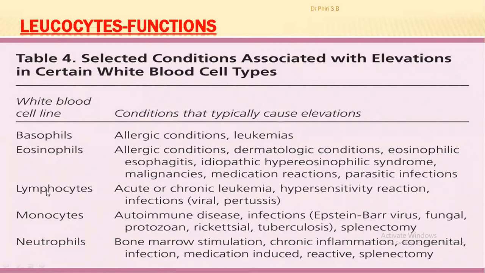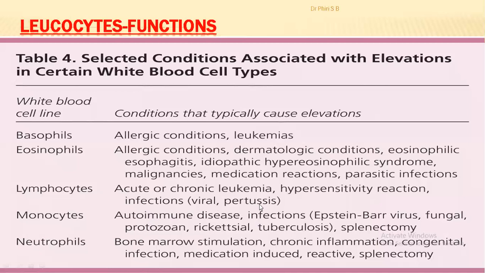If you have an increase in lymphocytes, what conditions? You have acute or chronic leukemia. Like I said, in leukemia you have a general increase in white blood cells because it's cancer of the blood. Mainly looking at leukocytes, that's why it's called leukemia. So in leukemia, you have an increase in white blood cell counts. You have basophils that are increasing, and also lymphocytes. So conditions like acute or chronic leukemia, you have an increase in lymphocytes, hypersensitivity reaction, infections like viral, and pertussis.